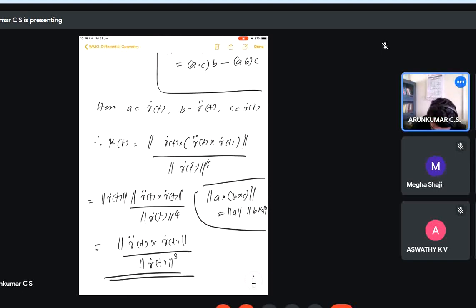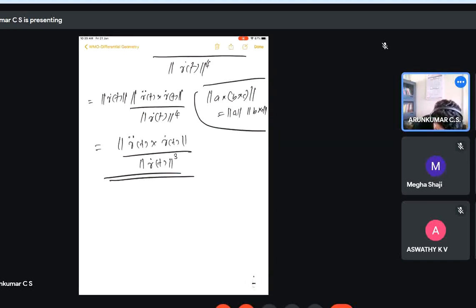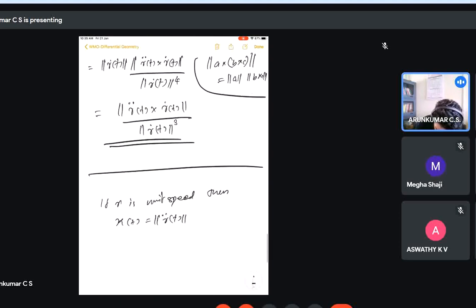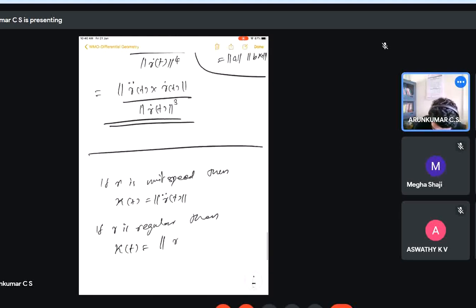I'll repeat. If gamma is unit speed, then the curvature k of t is nothing but the norm of gamma double dot. If gamma is regular, then its curvature k of t is the norm of gamma double dot t cross gamma dot t, divided by the norm of gamma dot t cubed.